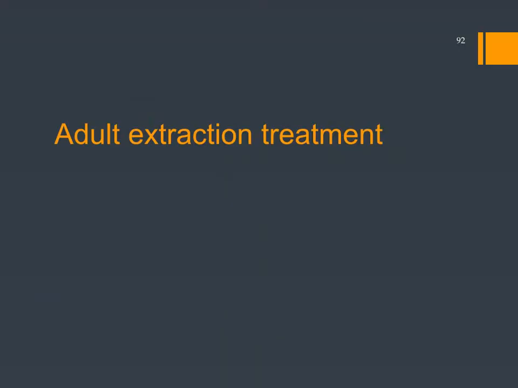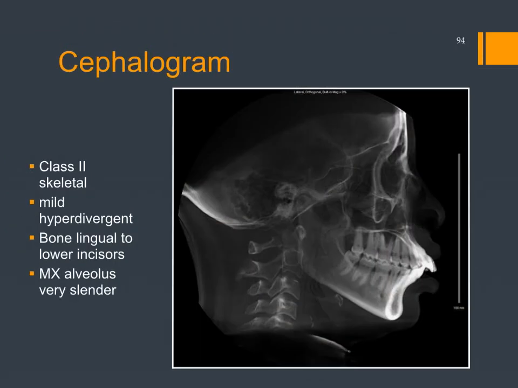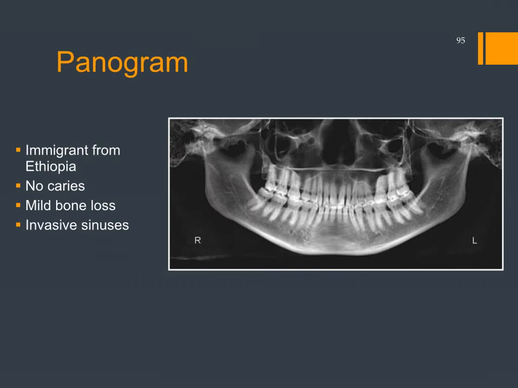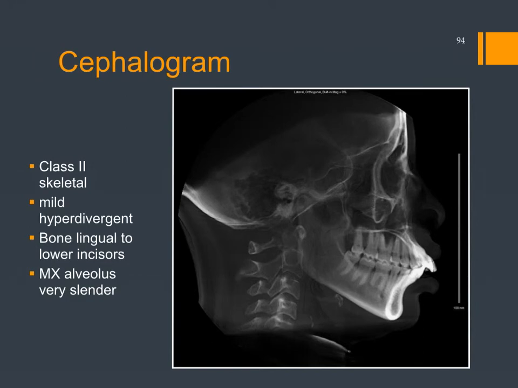This is an adult who had a double protrusion also, and wanted to have the teeth retracted. And so the question is, what about the alveolar housing? Well, the lower alveolar housing looks pretty okay. The upper looks worrisome because it looks like there's not much bone over those roots. She had fluorosis. I don't know if you saw that. She had quite a bit of fluorosis because she was in a high fluoride area.